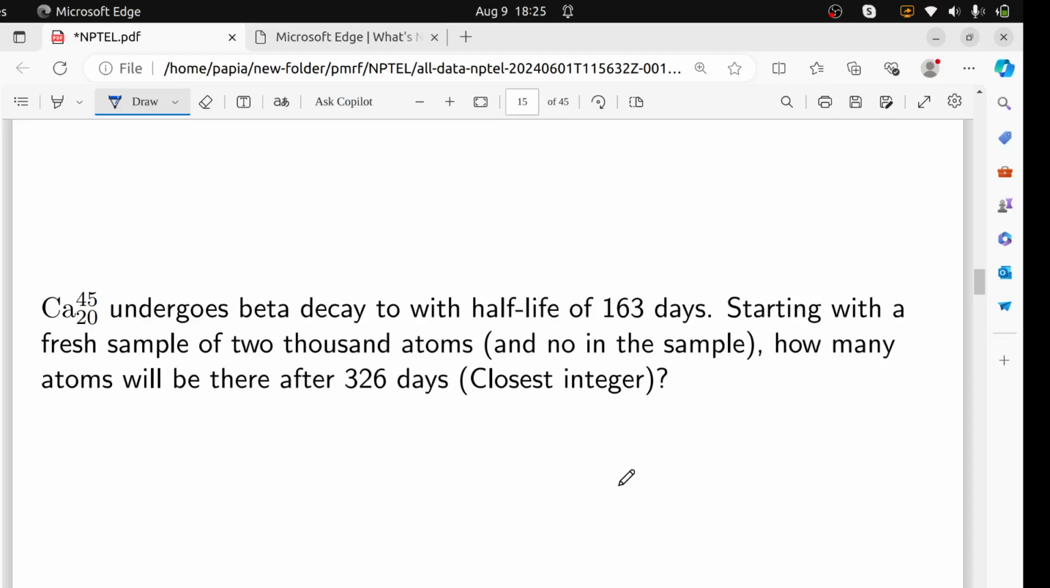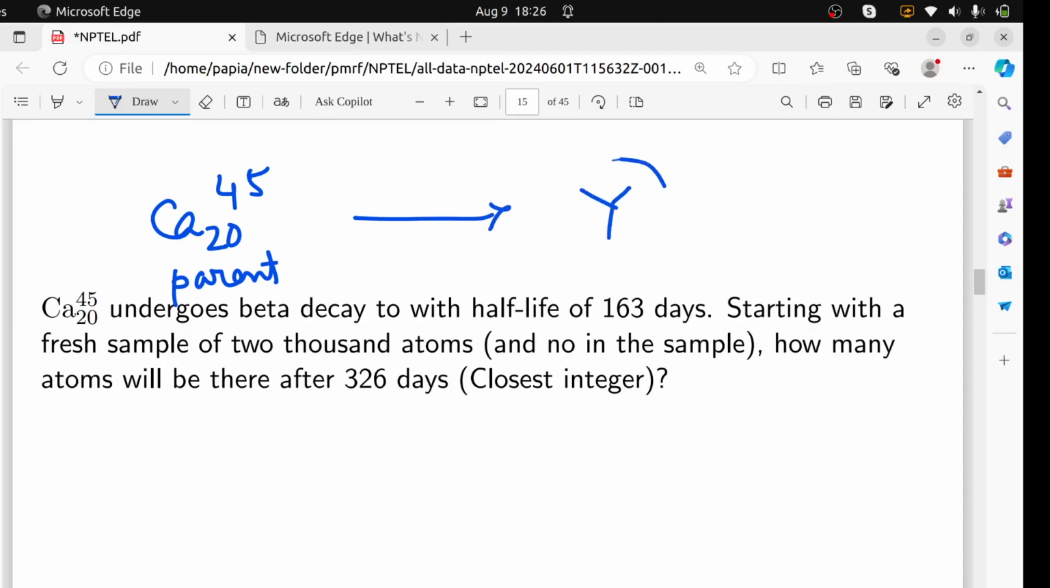Calcium 2045 undergoes beta decay with a half-life of 163 days. Starting with a fresh sample of 2000 atoms, how many atoms will be there in the sample after 326 days? So the same thing was there right now. Previously it was the parent, and it will decay to someone else. Let's say Y I am writing here. We don't know what Y is, and we don't need to know that one. And it is going through beta decay.